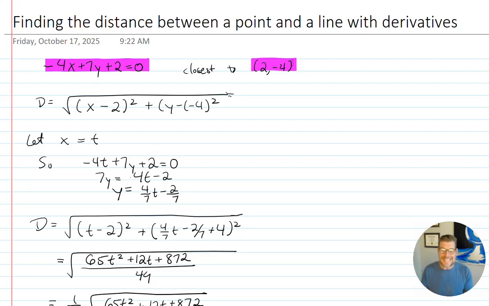Now we're minimizing distance, and so we need a function for distance, and that's the distance formula. The distance from any point to the point (2, negative 4) is going to be the square root of (x minus 2) squared plus (y plus 4) squared. That's just your standard distance formula. That's definitely something you should have memorized. It's the Pythagorean theorem.